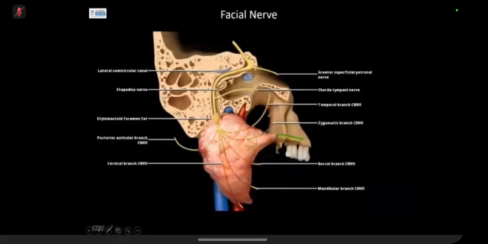Sir, the chorda tympani nerve supplies the anterior two-thirds of the tongue taste receptors.